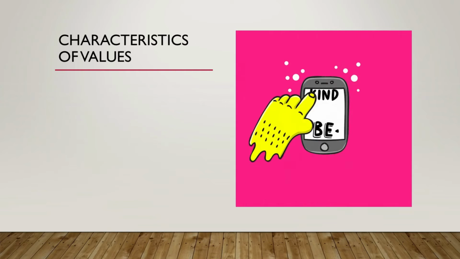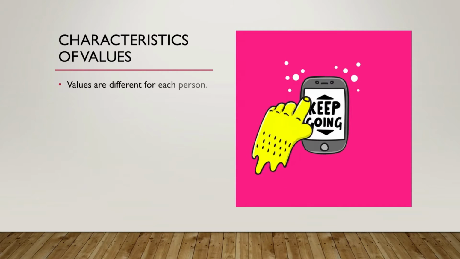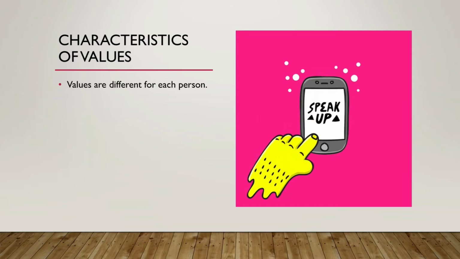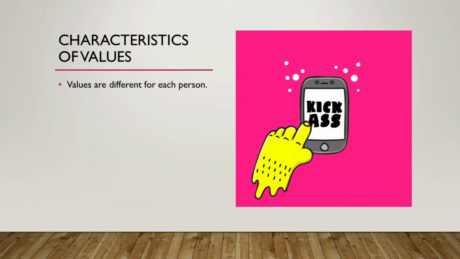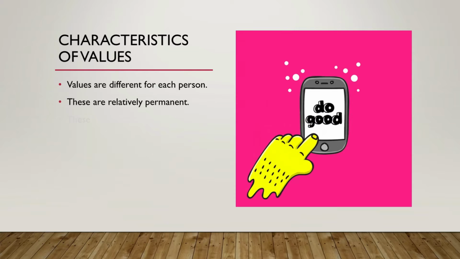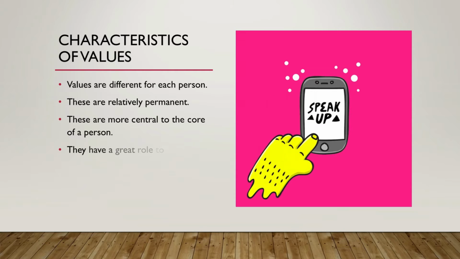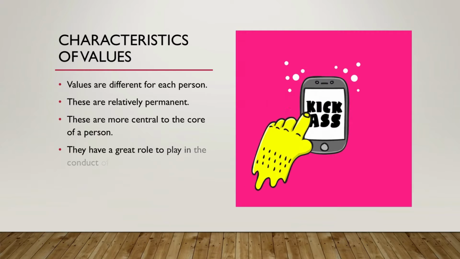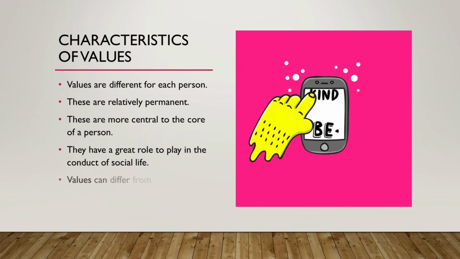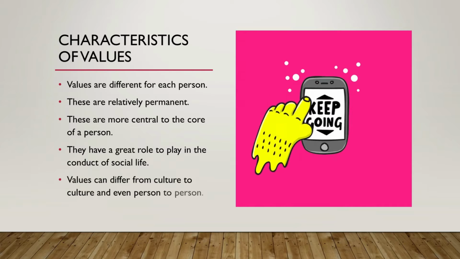Characteristics. Values are different for each person. These are relatively permanent. These are more central to the core of a person. They have a great role to play in the conduct of social life. They help in creating norms to guide day-to-day behavior. Values can differ from culture to culture and even person to person.